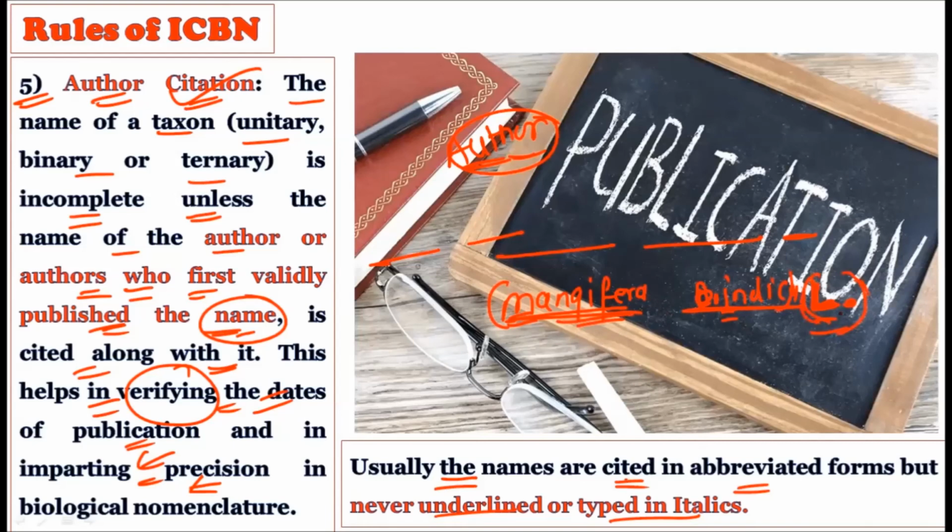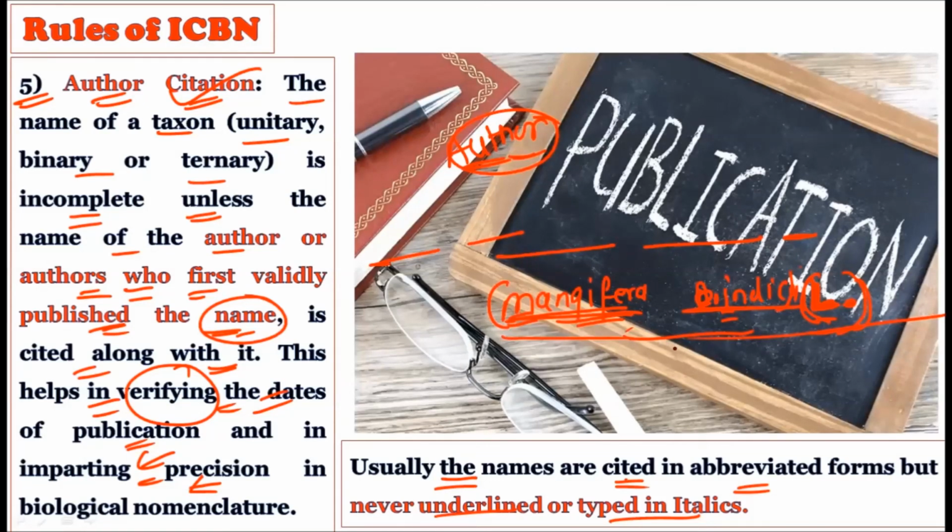But this rule is not applicable to the author citation, and that is why here in Mangifera indica L dot, the L should not be italic or underlined. So these are the strict rules. This is very important from the UPSC mains examination point of view, because if you write down Mangifera indica L dot and underline it completely, the examiner at first glance will come to know that you don't know anything about nomenclature, and negative marks will be there.